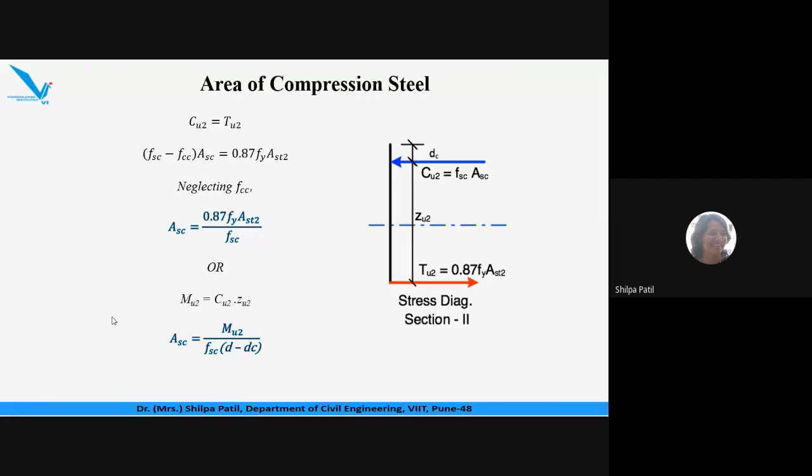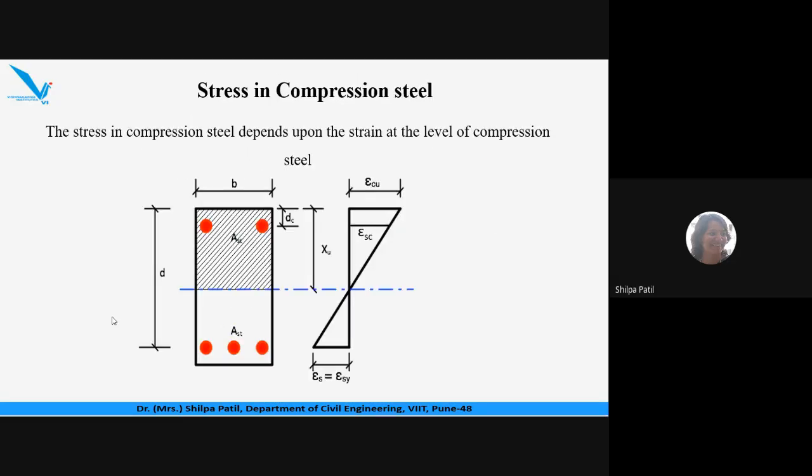If I want to find out XU, all other values, just now we have discussed how to find out AST, how to find out ASC, FY, FCKB, these are the values which will be given in the problem statement itself. Now the term remaining is FSC. Let us see now how to find out FSC. FSC is nothing but the stress in compression steel.